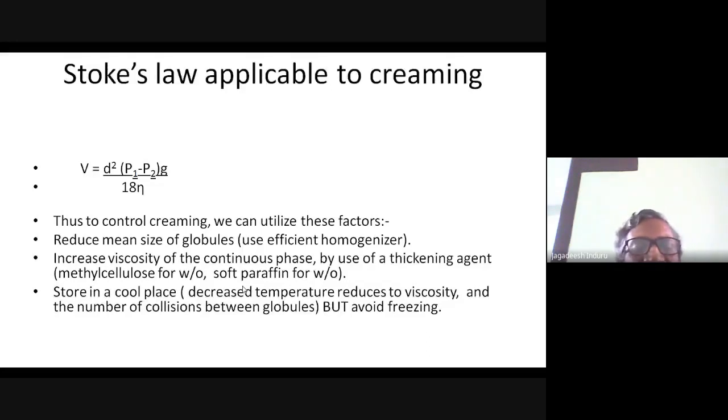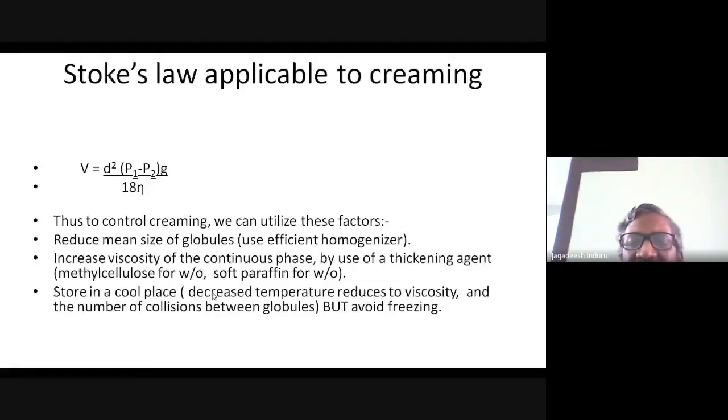Generally, methyl cellulose is used for oil in water emulsion, and soft paraffin is used for water in oil emulsion. This is reversed, so we need to remember it, because methyl cellulose is soluble in water, the continuous phase when you produce an oil in water emulsion, and you use soft paraffin in a water in oil emulsion. You need to store it in a cool place.